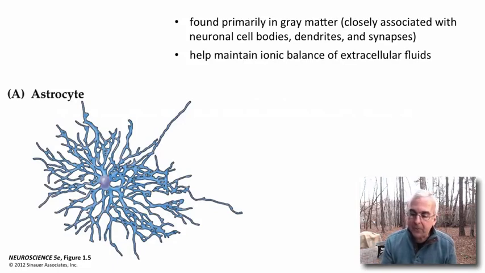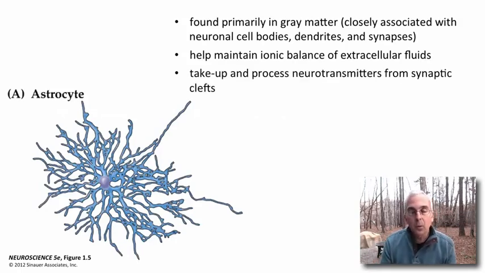Glial cells help to maintain the ionic balance of the extracellular fluids that surround neurons, and that's very important for maintaining the capacity of those neurons to generate and maintain electrical signaling. One additional role of astrocytes is to take up and process neurotransmitters. Those are the special chemical molecules that are released by presynaptic terminals in the process of intercellular communication from one neuron to the next. So astrocytes have a role to play in the processing of neurotransmitters.